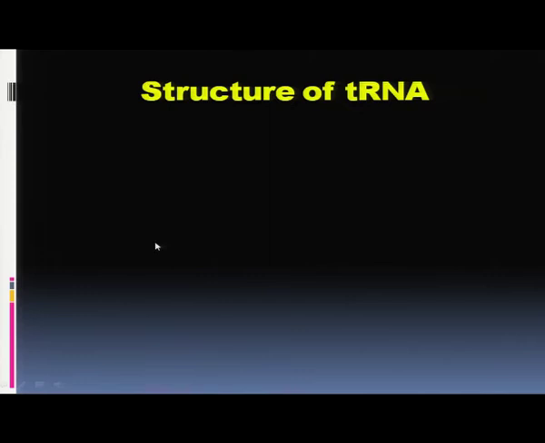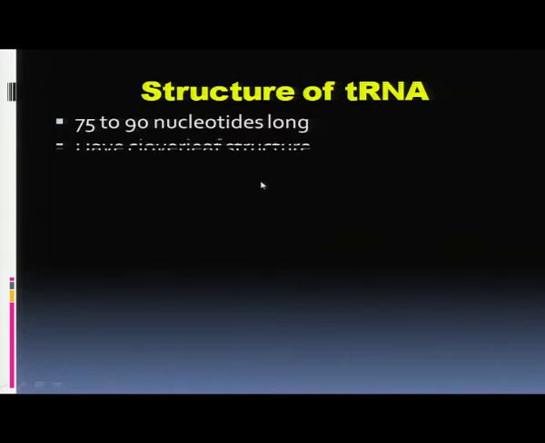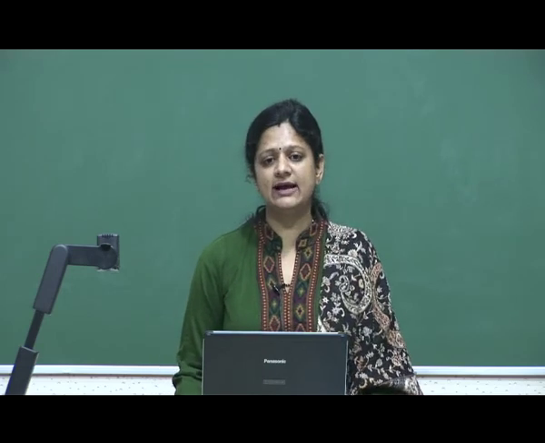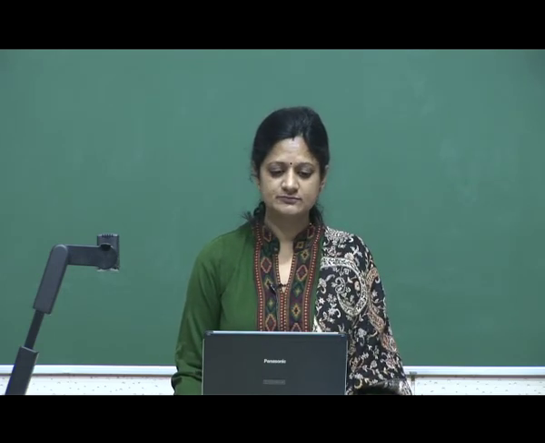Now, let us know about the structure of transfer RNA. The transfer RNA has 75 to 90 nucleotides in its structure. So, transfer RNA is 75 to 90 nucleotides long. It has a clover leaf structure. You have seen the structure of a clover leaf. The same structure is there in the transfer RNA. That is why the structure of transfer RNA is also considered the clover leaf model.